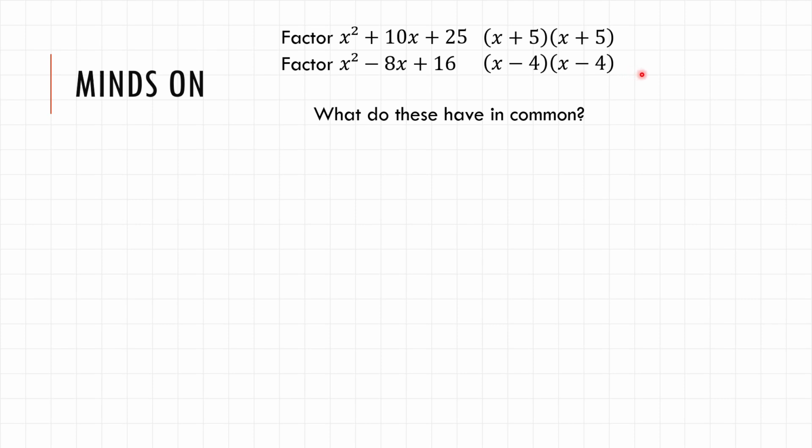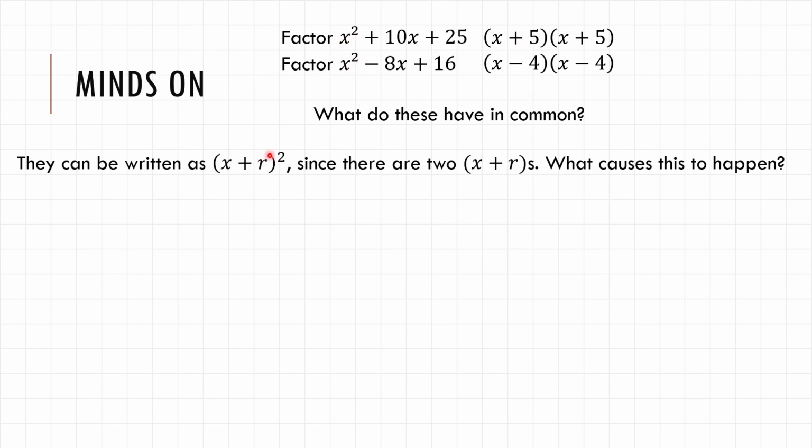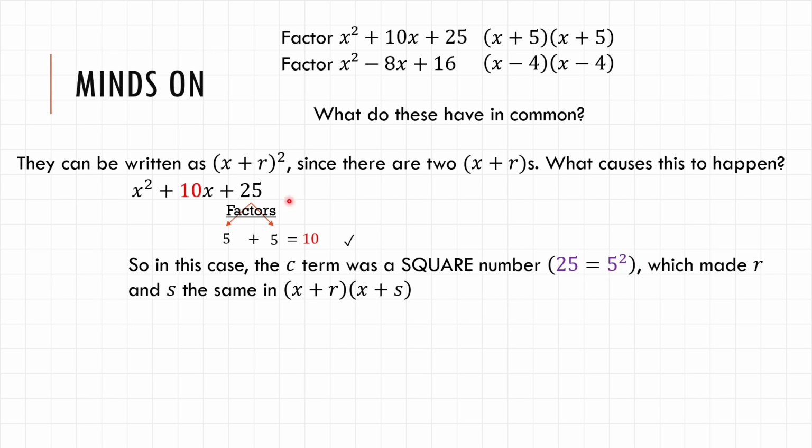Think about this for a second. Well, one thing you can say is that both of these can be written as x plus r squared, where r is either positive 5 or -4, it doesn't really matter. X plus something squared, because there are two binomials that are actually identical. And the reason that we are able to do this is because, let's take, for example, the first trinomial right here. Let's look at the b value and the c value. Factoring 25, we could get 5 and 5 that add up to 10. So in this case, because this was a square number, another way to rewrite 25 is 5 squared.